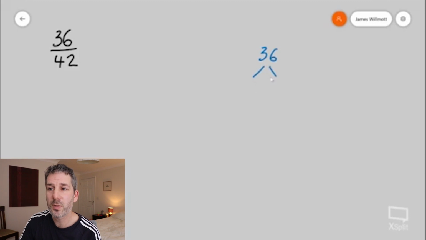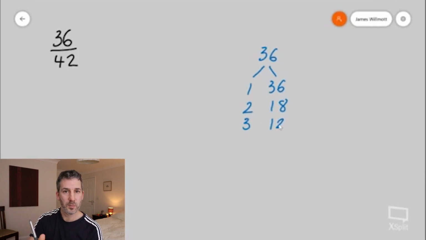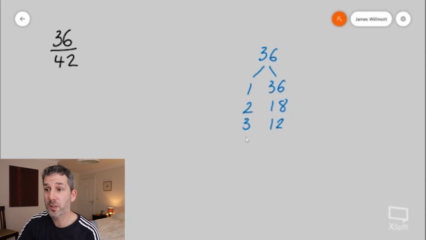What numbers multiply together to make 36? Well, I can definitely do 1 times 36. I can also do 2 times 18. It's in the 3 times table as well. I can do 3 times 12. So I just work steadily up through my numbers: 1 times something, 2 times something, 3 times something. I can do 4 times something as well. I can do 4 times 9.